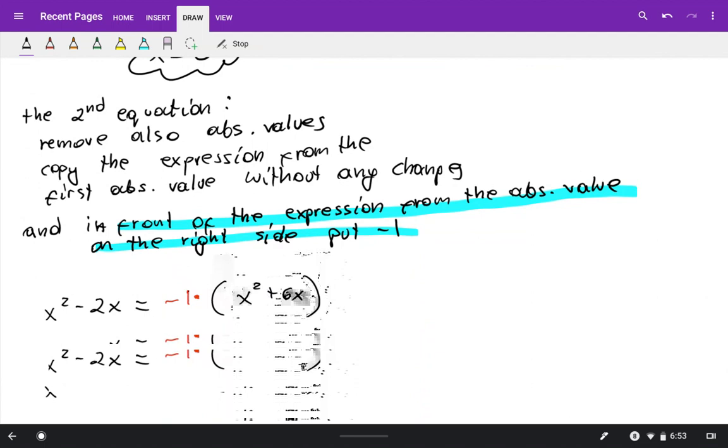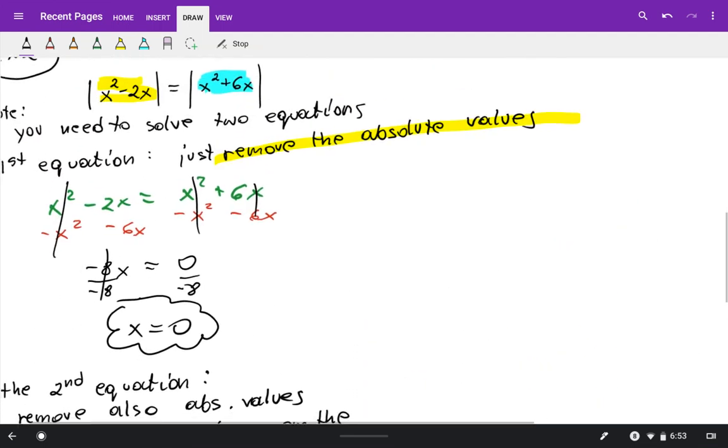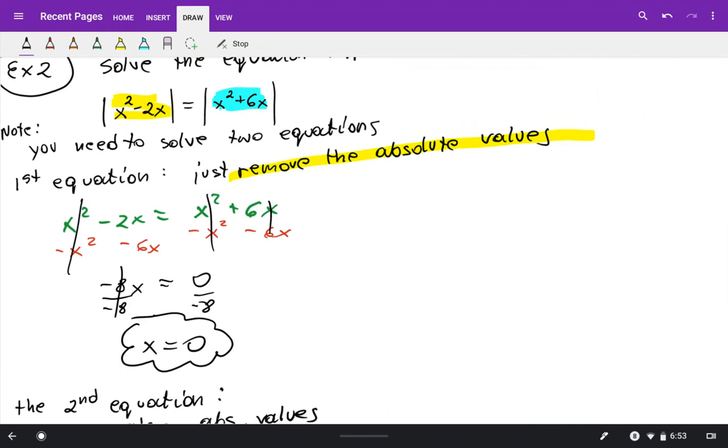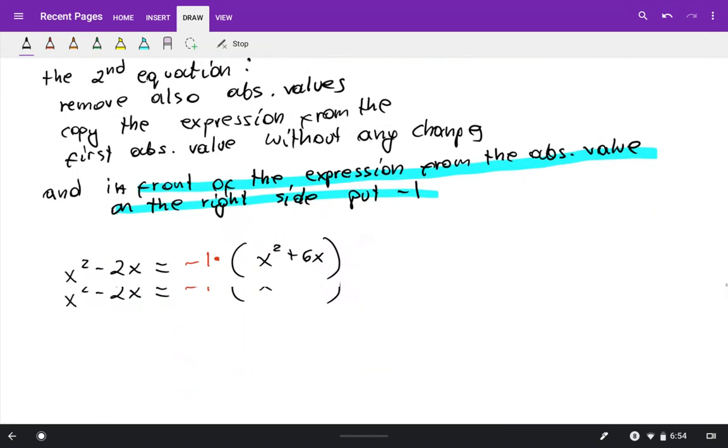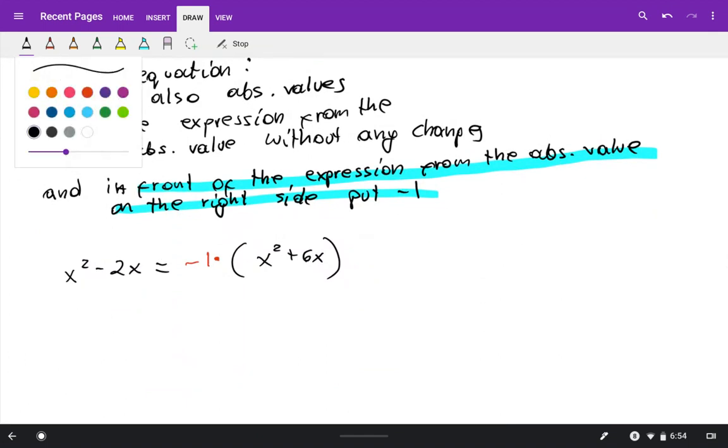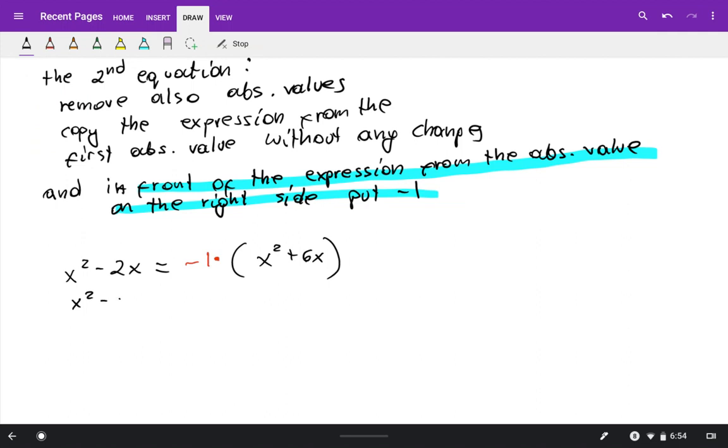So the first equation, you're just solving like there's no absolute value. The second equation, the left absolute value, just remove the sign and you just keep that x squared minus 2x the same way, equal, and you're going to copy the expression from the second absolute value, but you're going to just multiply that by -1. And we're going to solve this equation. So we have x squared minus 2x equal, we'll distribute -1, that will give you -x squared minus 6x.